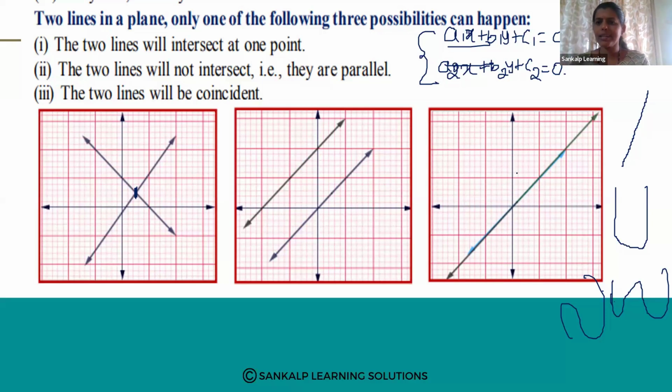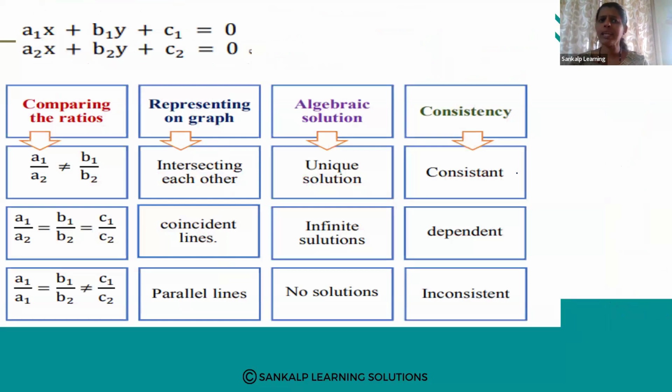Or else we can say that it is overlapping on one another. Okay, so this is overlapping on one another. So these three chances we are getting while plotting a graph. Next, another important condition. This is also very, very important.